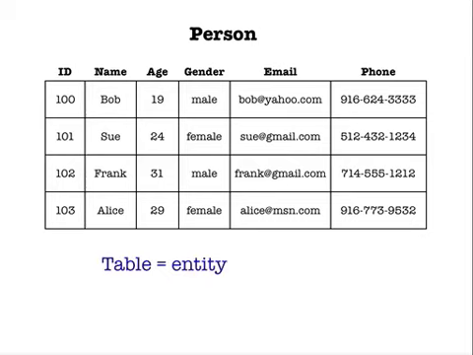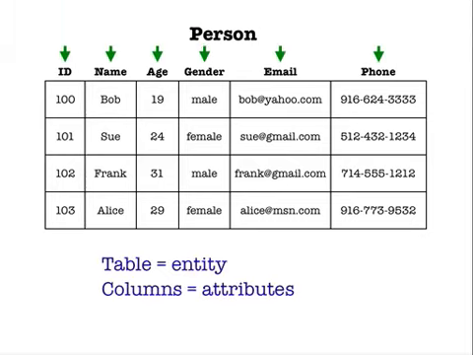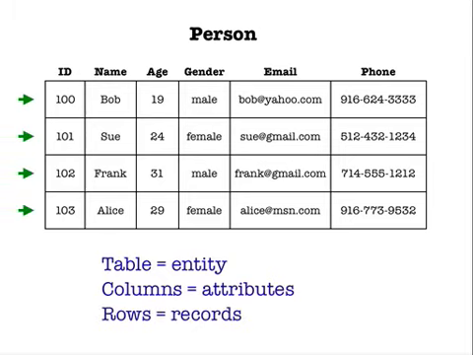A table is how we store data for an entity. The columns of the table are the attributes. The rows, also called records, are the specific instances of that entity. In this case, each row represents an individual person.